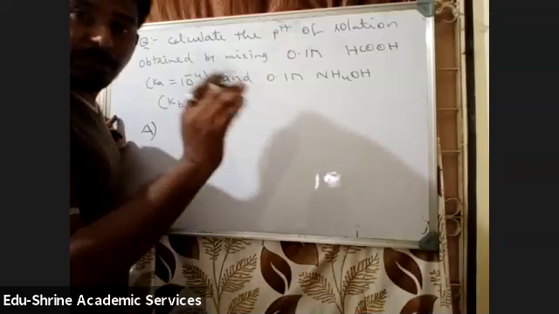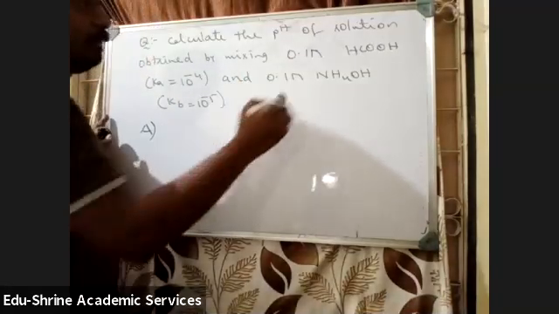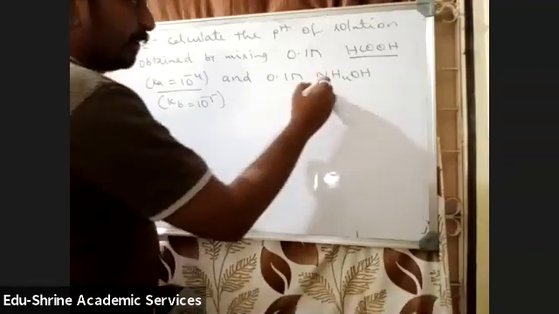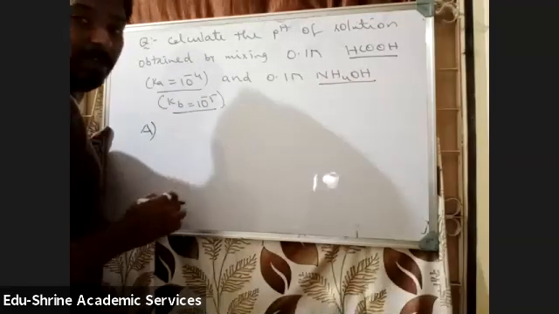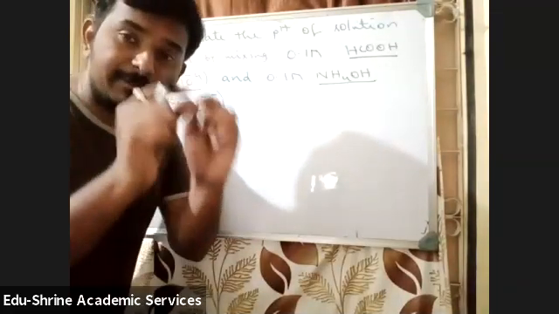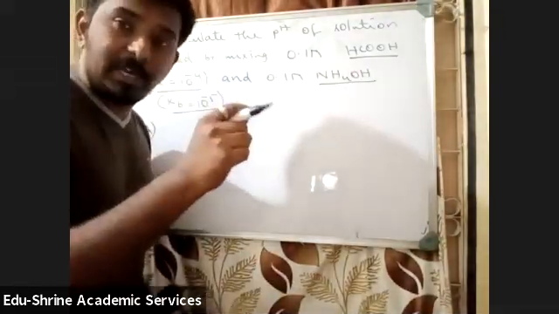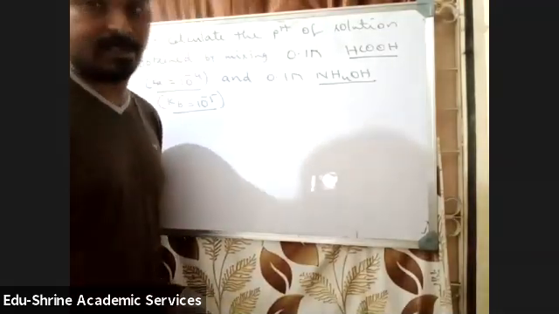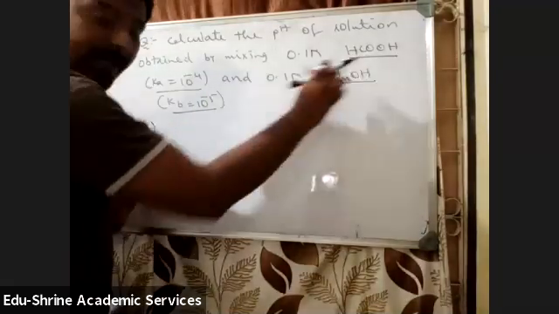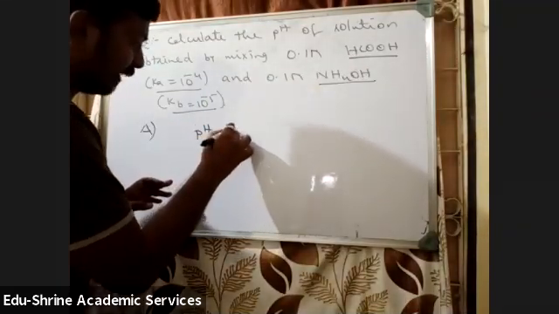So, see here, students. From the question, how will you identify which condition? One is acid, whose Ka value is given. That means acid is weak. One is base, whose Kb value is given. That means base is also weak. So the question is between a weak acid and a weak base. So you must identify that, yes, salt hydrolysis. This is a question based on salt hydrolysis. So how to calculate the pH of a mixture of weak acid and weak base?